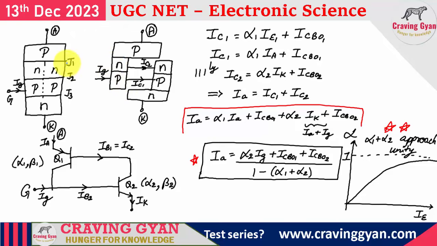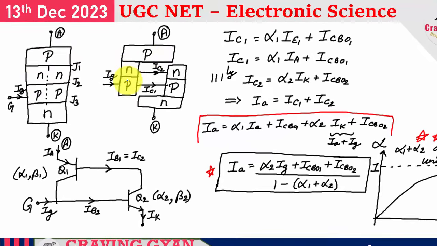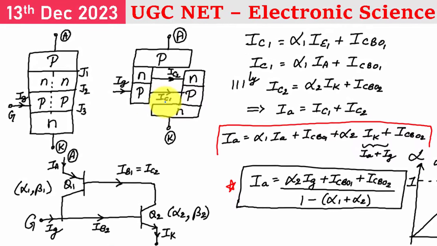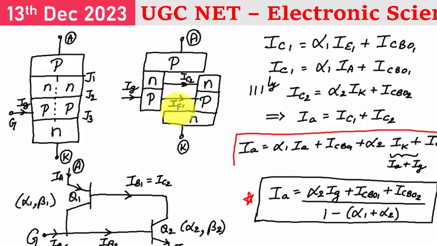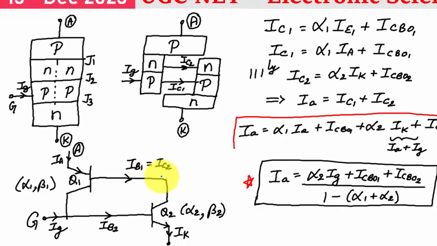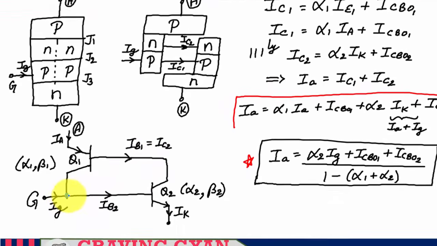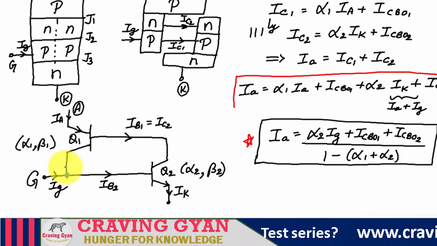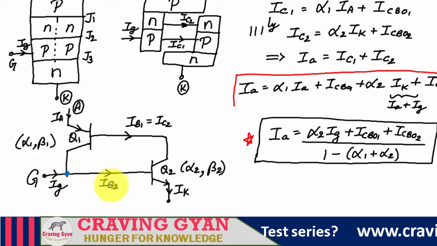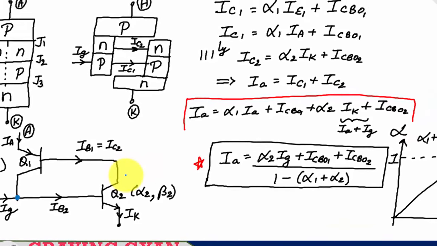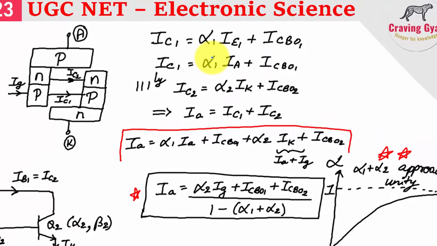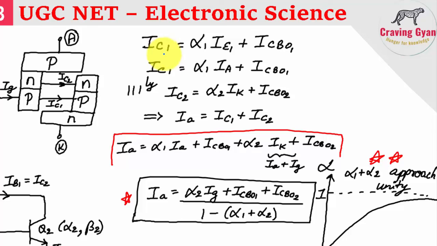Now, this PNPN, I can split it as a PNP transistor and an NPN transistor. I'm going to represent anode current, cathode current, nothing but I'm going to speak with respect to emitter current, base current and collector current. See, the base current of first transistor is collector current of the second transistor. Now, in this junction, if I am writing the KCL, what I'm going to get? The collector current plus gate current, which is equal to the base current, nothing but IB2. So we know that the collector current IC equals alpha times IE plus ICBO. In the first transistor, I'm going to get IC1 equals alpha 1 times IE1 plus ICBO1.